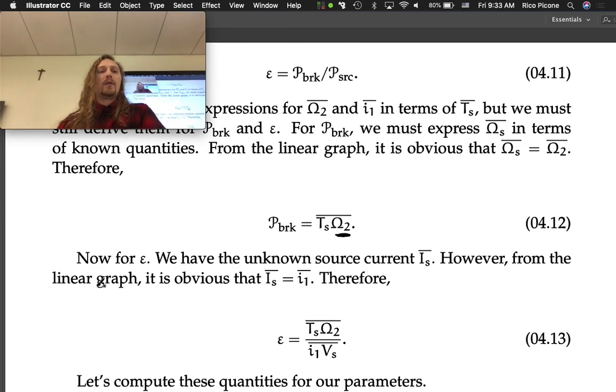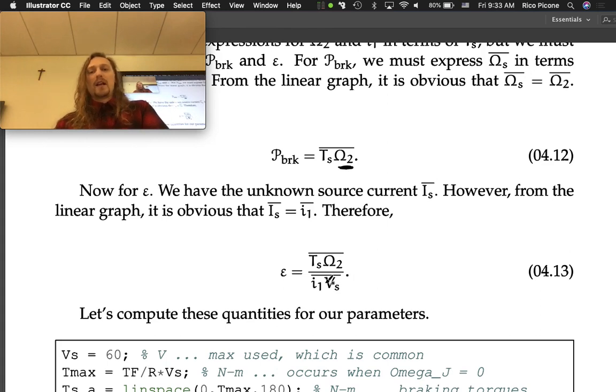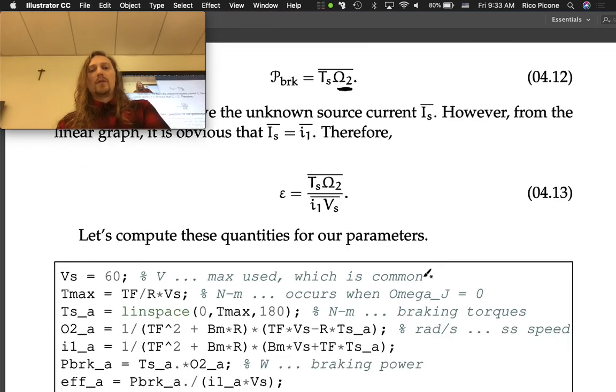And then for epsilon, we have the unknown voltage source current, IS. However, from the linear graph, it is obvious that the current from the source is just the current running through the armature windings, I1. And we already have a solution for I1 in terms of TS, so we can just plug that in. So not too bad. Let's compute these quantities for our parameters.